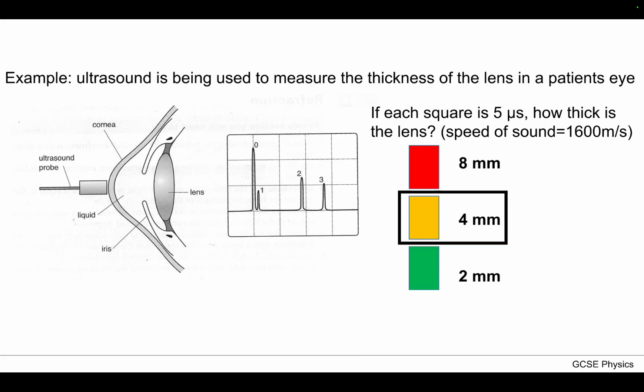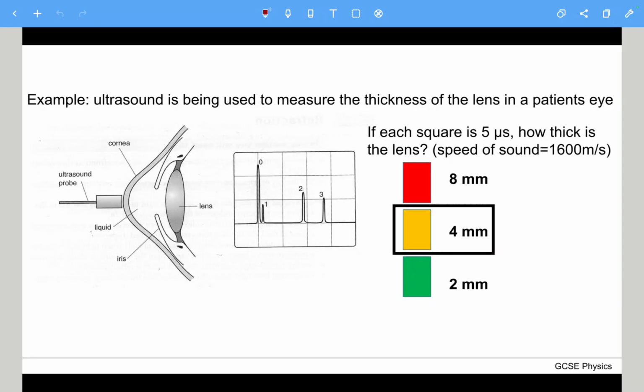So what I'll do now is take you through that step by step. So number 2 is the front of the lens, number 3 is the back of the lens. So the thickness of the lens essentially is this bit here. So that's about 1 square. So that would be 5 microseconds. So distance is speed times time. In this case, thickness is speed times time. So speed is 1,600 multiplied by time, 5. You could do 5 divided by 1,000,000. But you'd be better off just writing 5 times 10 to the minus 6. So that gives us 8 millimeters.